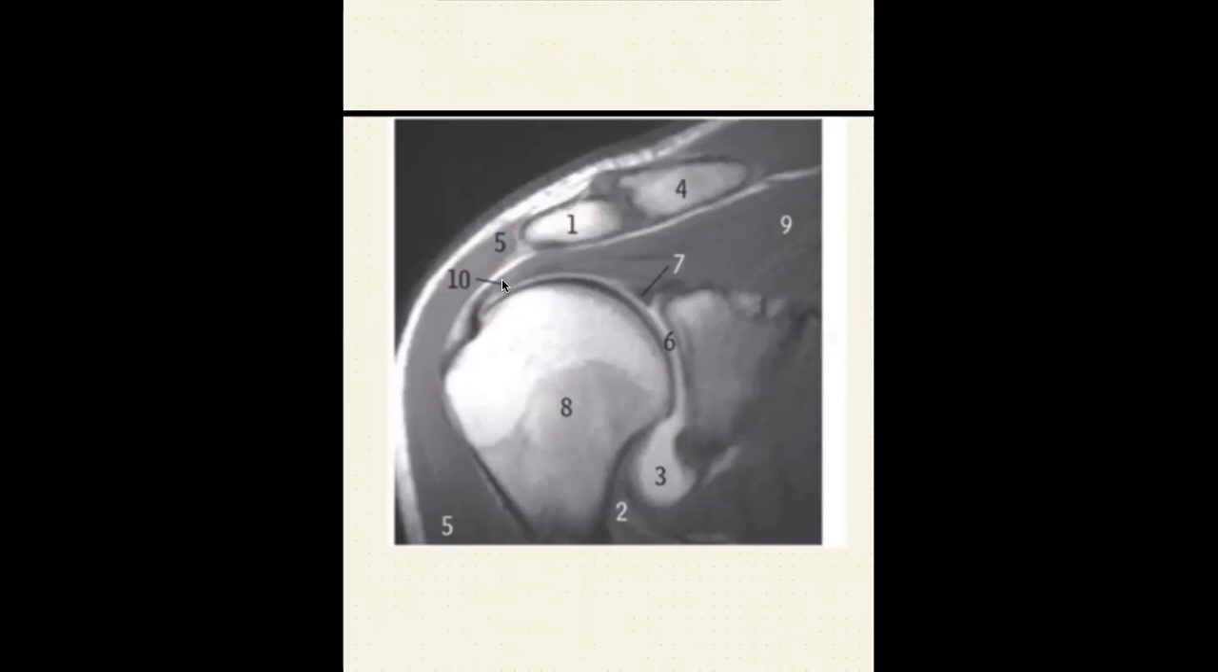What is number 4? Clavicle. What is number 7? Glenoid cavity or glenoid labrum. And this one is the glenoid labrum, right? Yes, sir. What is number 3?